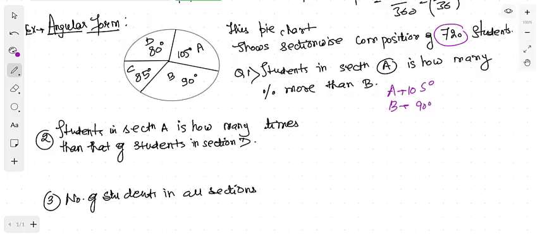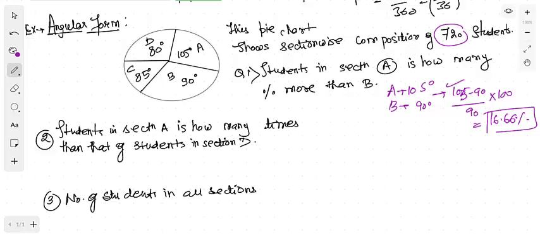They are how many percent more than B? So to find this, you have to do 105 minus 90 divided by 90 into 100. Directly you can find the answer as 16.66%. You need not convert to any other form because it is asking the percentage. So when you divide, automatically you'll get your answer. Okay, so this is the easy one. We discussed this in graphs and in tables also: how to find which one is how much percent more than the other one.